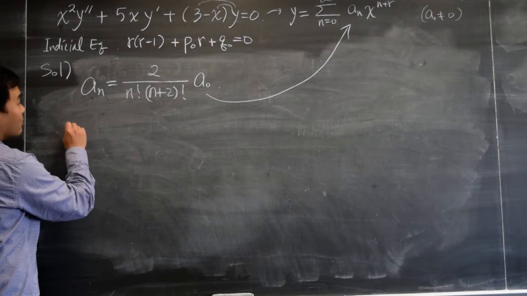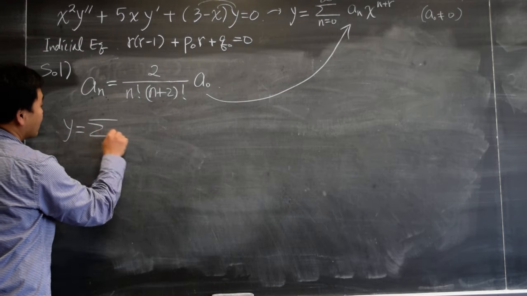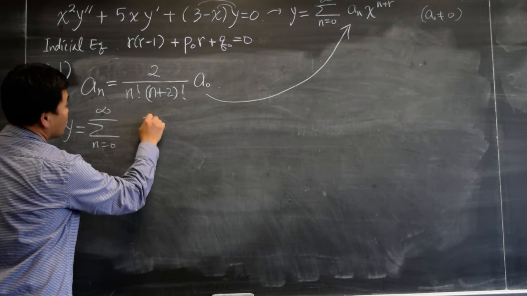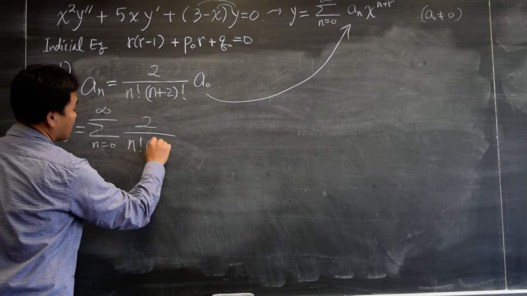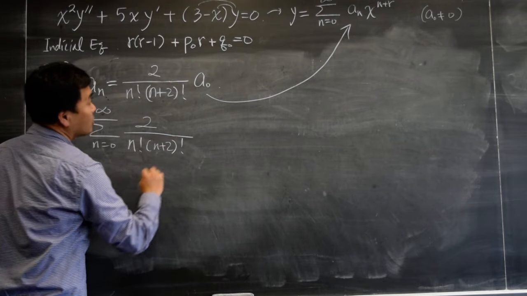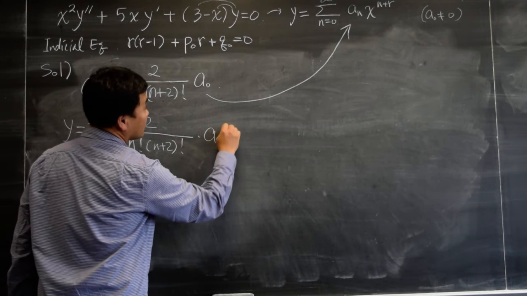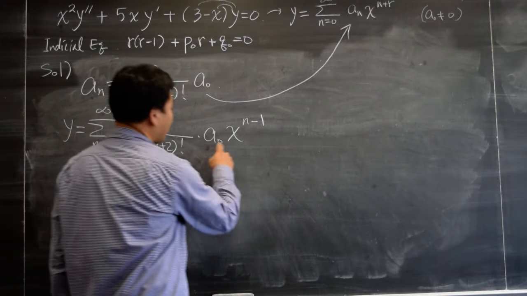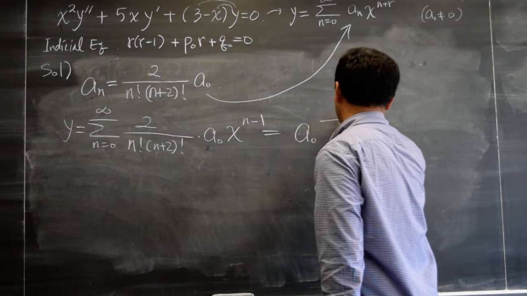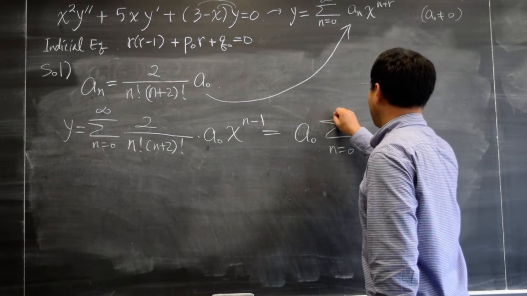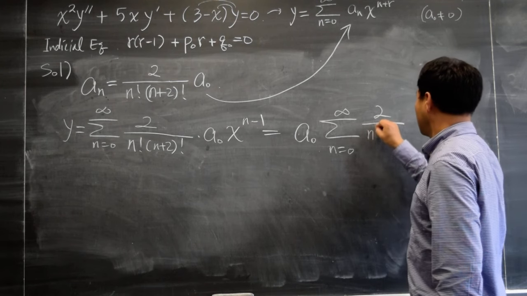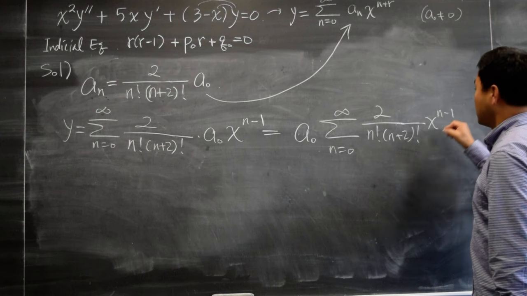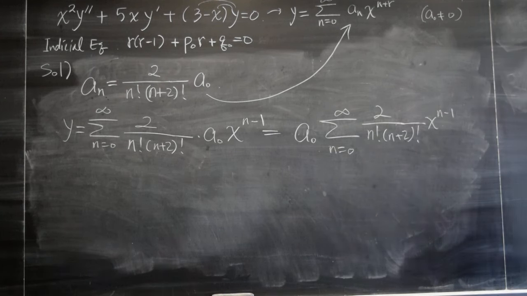Okay, so we have y equal to sigma n equals 0 through infinity of 2 over n factorial times n plus 2 factorial, times a0 x to the n minus 1. Okay. And you can even factor the a0 out. And you have a nice solution, right?